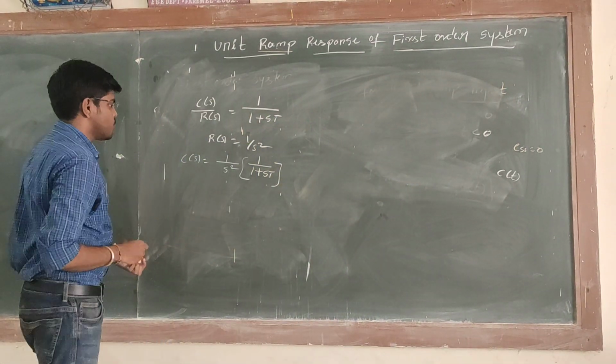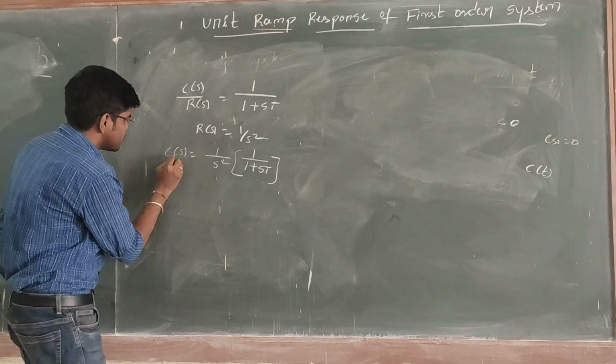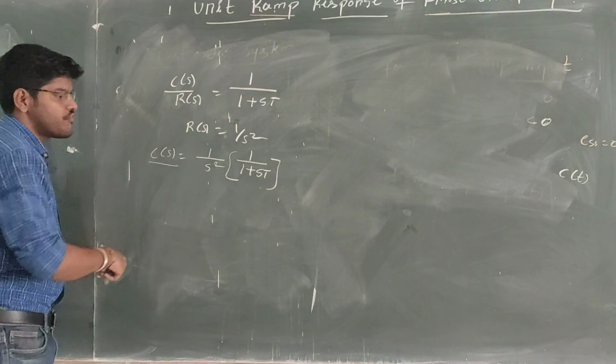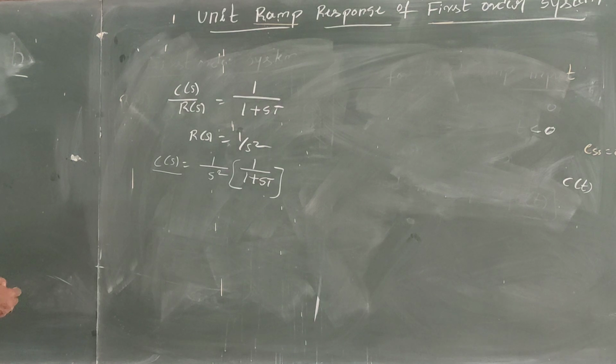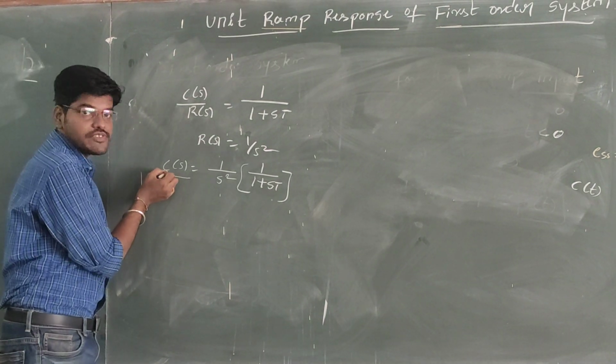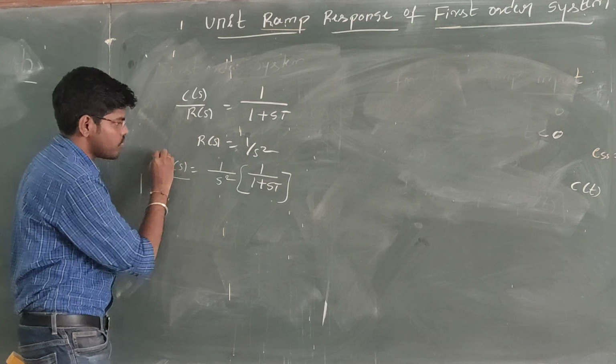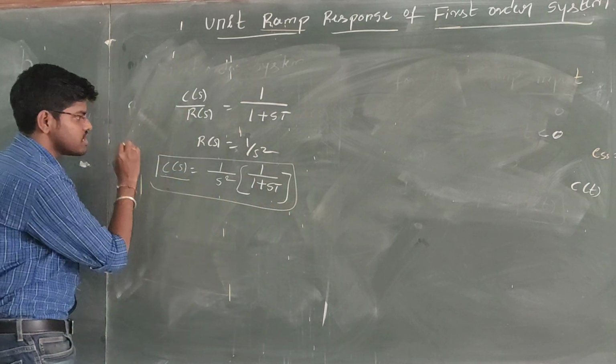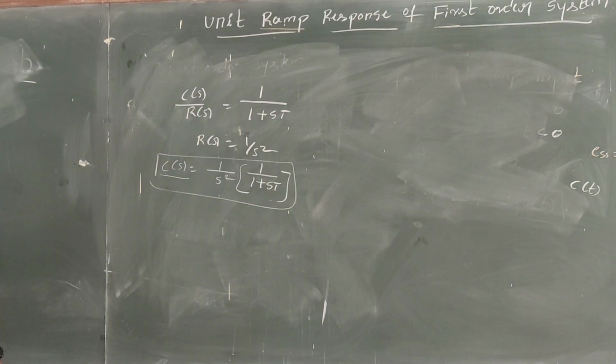Here R of S is 1 by S square. We need to convert this C of S to C of T by making use of inverse Laplace transform. We can't apply the inverse Laplace transform directly to this equation because it is a complex equation. We need to expand this equation with the help of the partial fraction method.